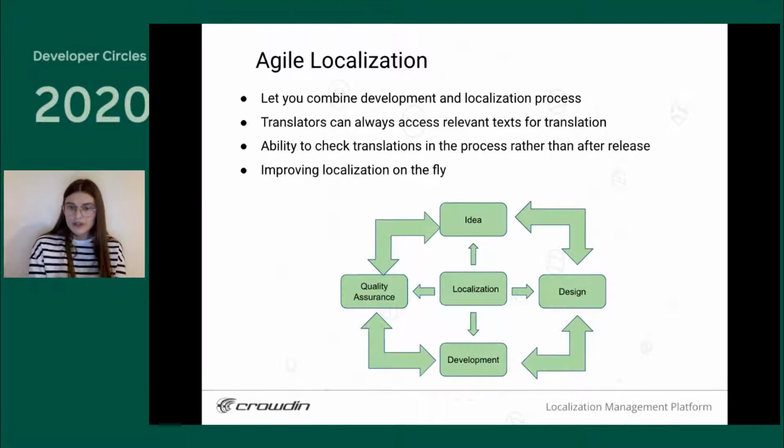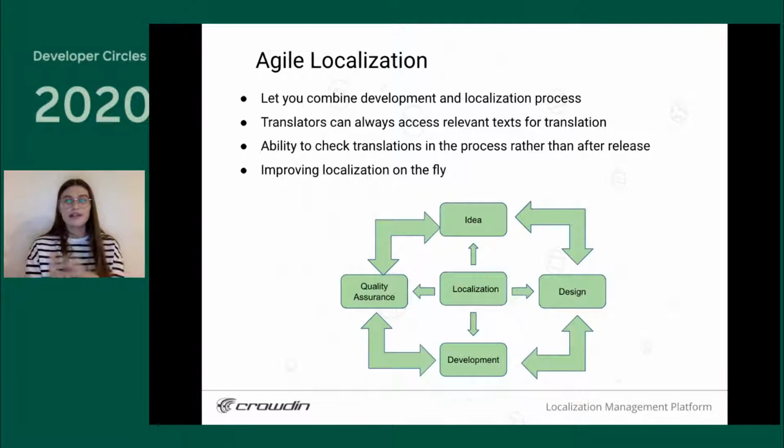You don't need to have your source file to start localization, because if you have a designer who created a mock-up, like a preview of how the application should look, you can already translate. You don't need to have those files integrated into Crowdin. You can start with your designers. And maybe just a few points to show the benefits of agile localization.